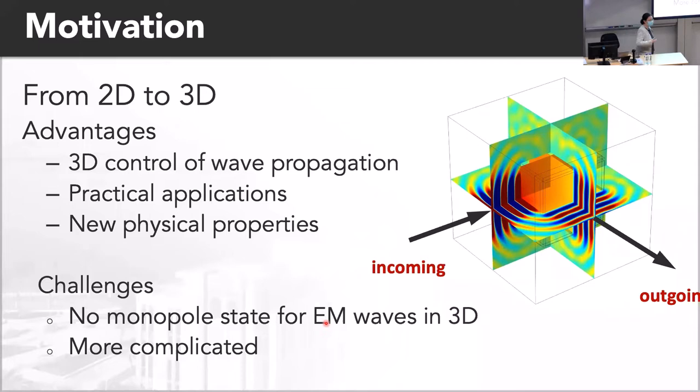One is the electric dipole and the other is a magnetic dipole. And now you have to tune the resonance of these two dipole states, in a similar way to what we did in 2D, and make them degenerate. That is not trivial, actually.